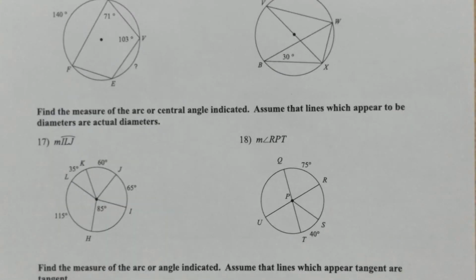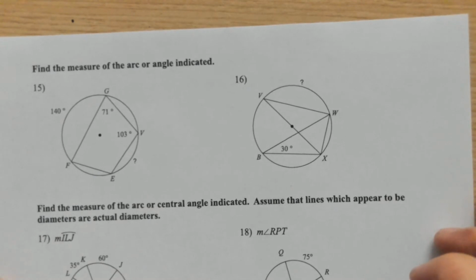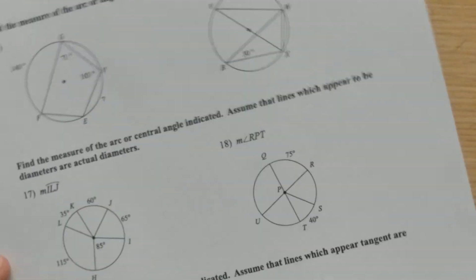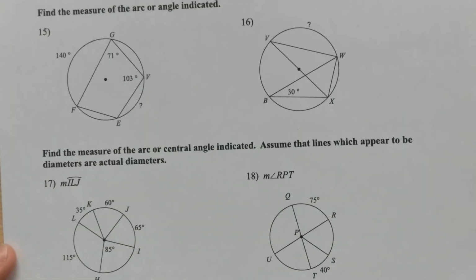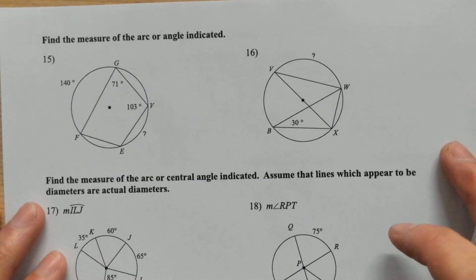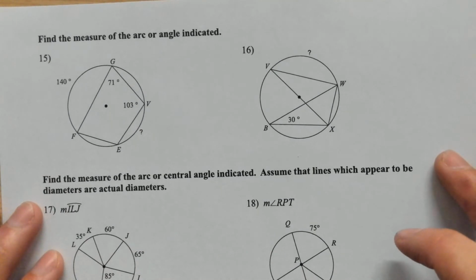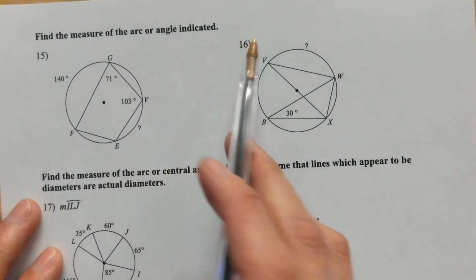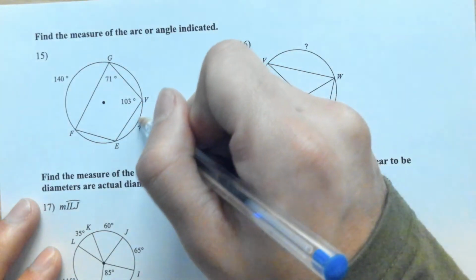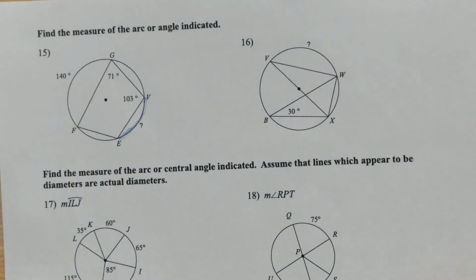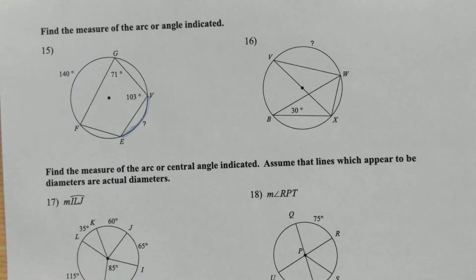Now, the back of the page may seem a little interesting. Is this the back of it? It is. Alright, so we've got pretty easy problems here. Let's see. 15, find the measure of the arc or angle indicated. So it's asking us to find this arc over here. These problems are just going to get a little interesting.